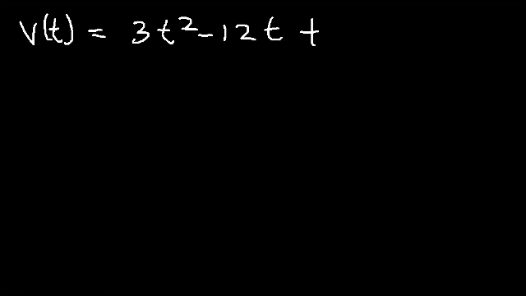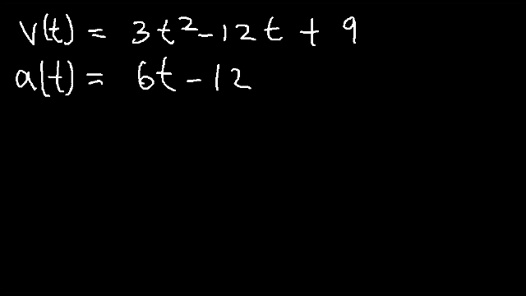So we need to find when acceleration is positive and when it's negative. We have the velocity function with respect to time. It's 3t squared minus 12t plus 9. Using this equation, we need to find the acceleration. The acceleration is the derivative of the velocity function. The derivative of 3t squared is 6t, and the derivative of negative 12t is minus 12.